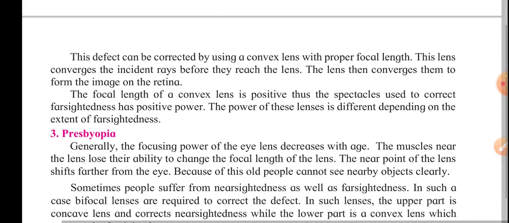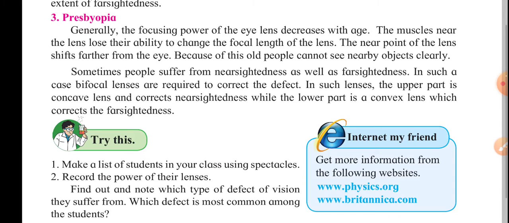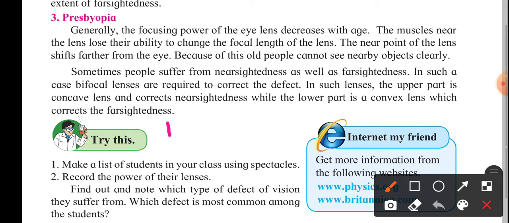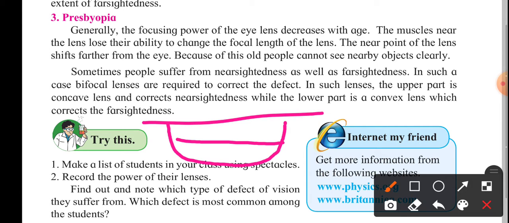Now another defect we have is presbyopia. Presbyopia is a defect of the human eye which is an age-related problem. You might have seen that old-aged people use bifocal lenses. Bifocal lenses, if I want to draw the picture of it, the glass is like this way, and at the center we have one line. I am drawing one glass of the spectacle only. The other glass is like this way, and a round section will be here.